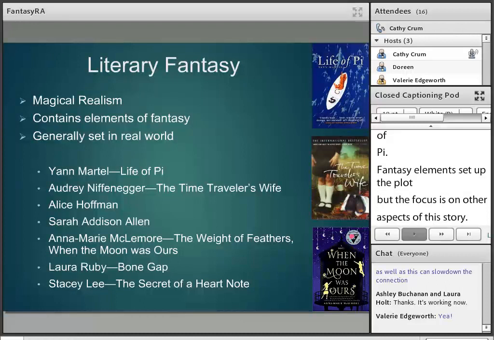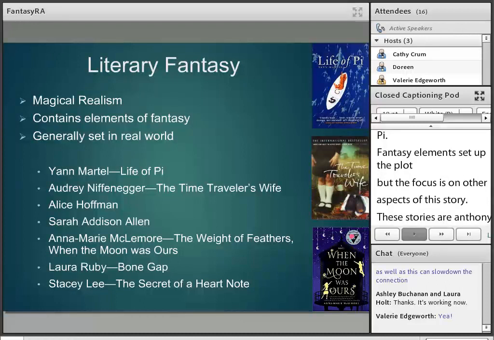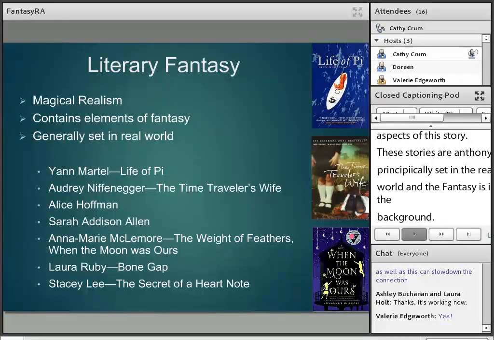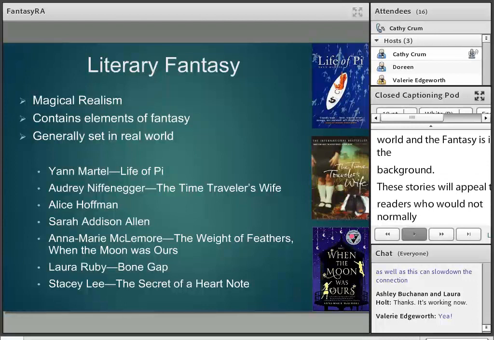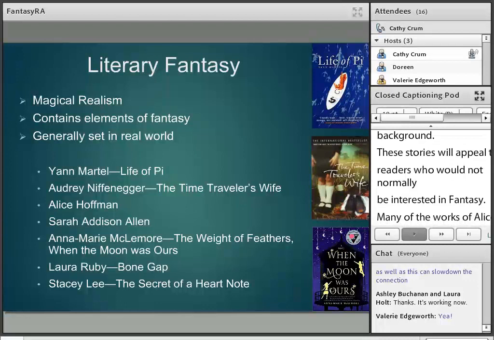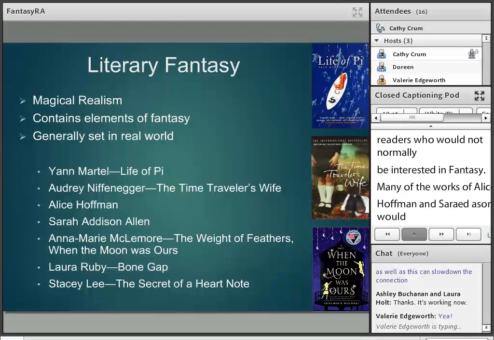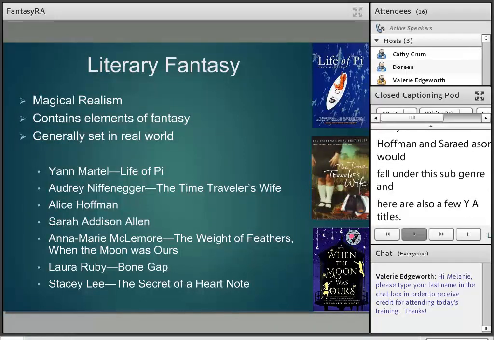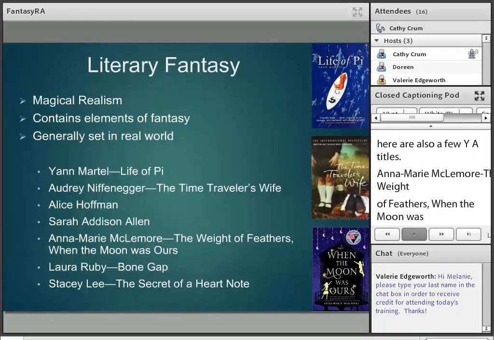These stories are typically set in the real world, and the fantasy is in the background. These types of stories will appeal to readers who would not normally be interested in fantasy. Many of the works of Alice Hoffman and Sarah Addison Allen would fall under this subgenre. And here are also a few YA titles. You've got Anna-Marie McLemore's The Weight of Feathers and When the Moon Was Ours, and Laura Ruby's Bone Gap.